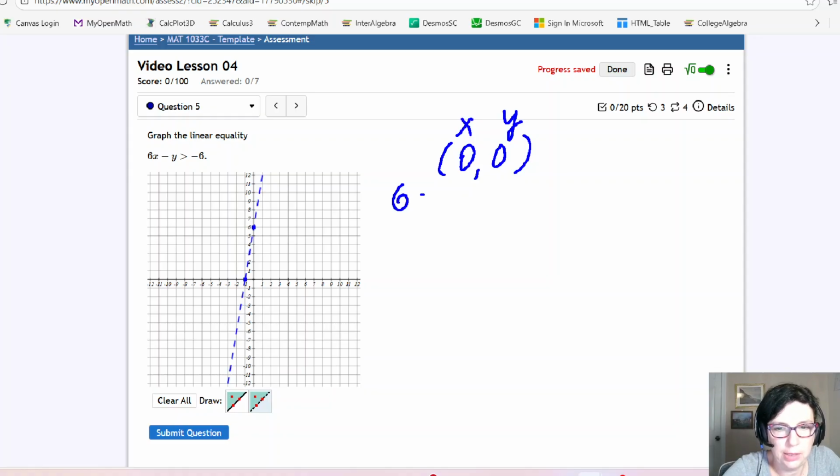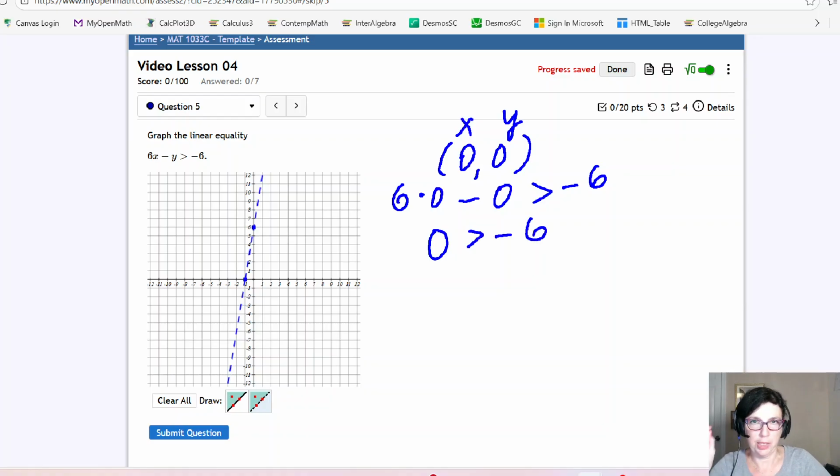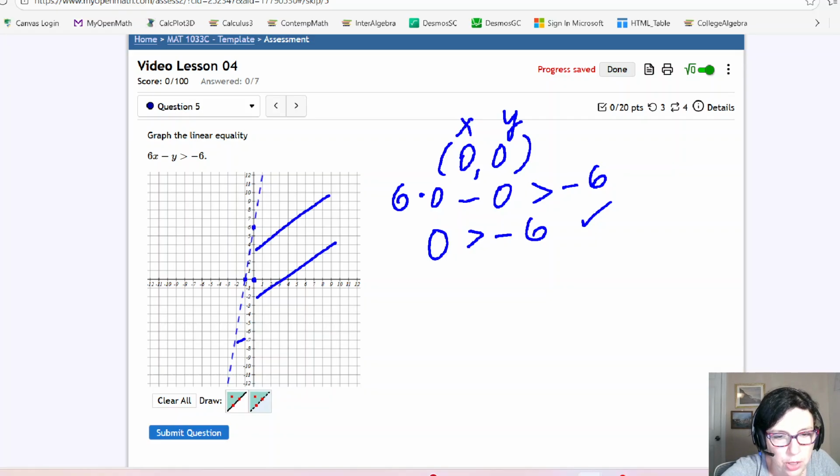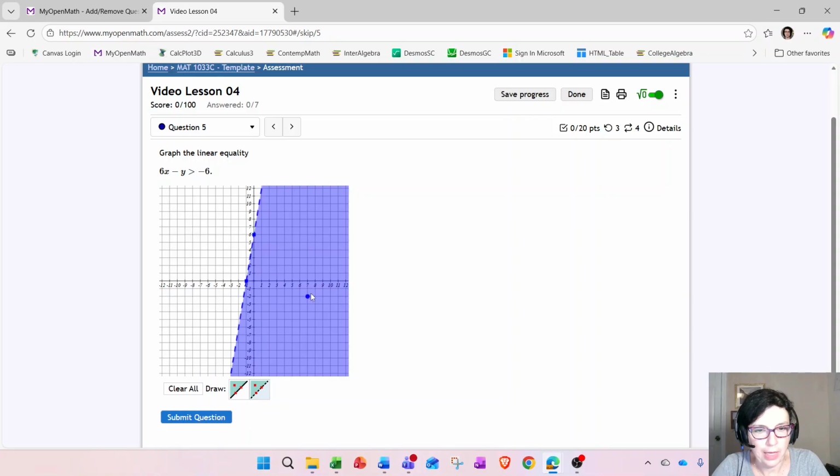So we're going to get 6 times 0 minus 0, so this is multiplication, greater than -6. Well, this is going to get you 0, right? Because everything is 0 here. Is that greater than -6? Well, yes, because -6 is a negative number and 0 is more than that. So yes, that's going to work. So what we just decided is that (0, 0) will belong to the shaded region. And where is (0, 0)? Well, right here. So that means that we're going to be shading all of that. If this was false, if at this point I got the false thing, then I would be shading the other one. But because this is true, that's the part I'm going to shade.